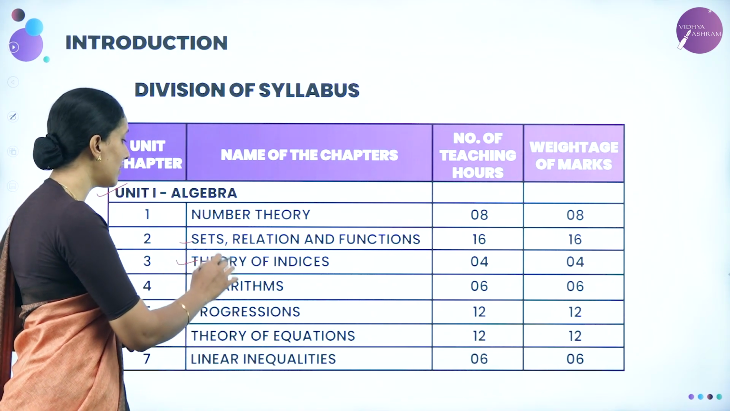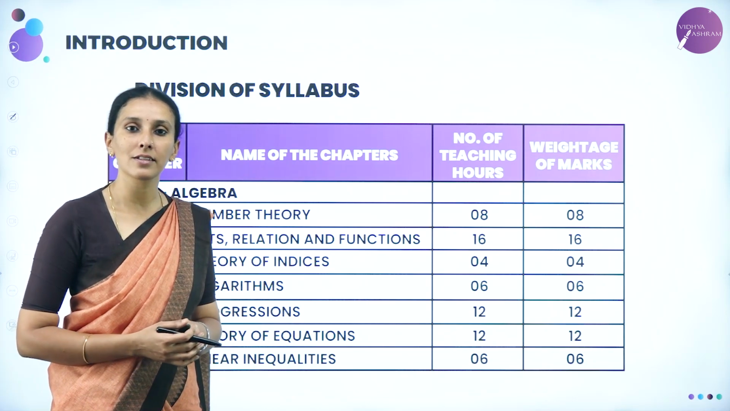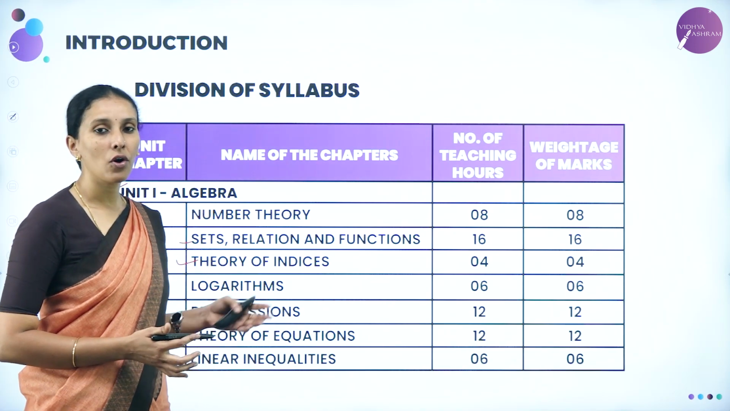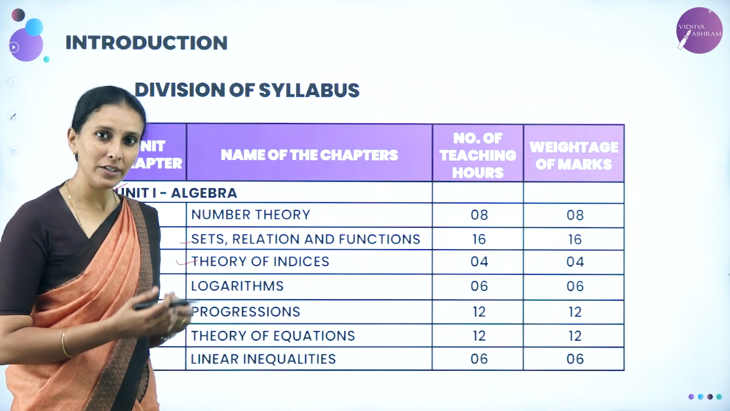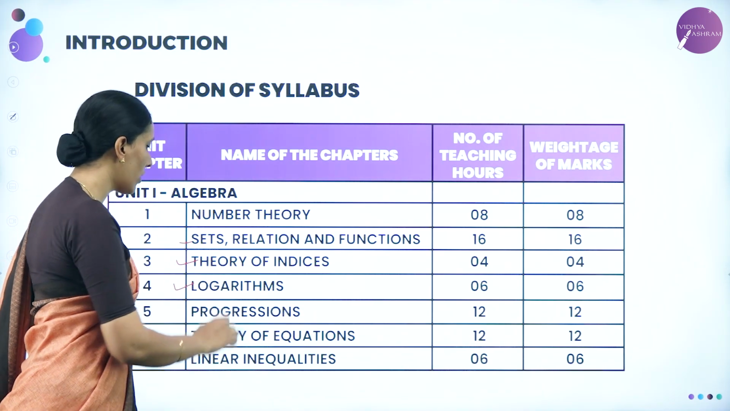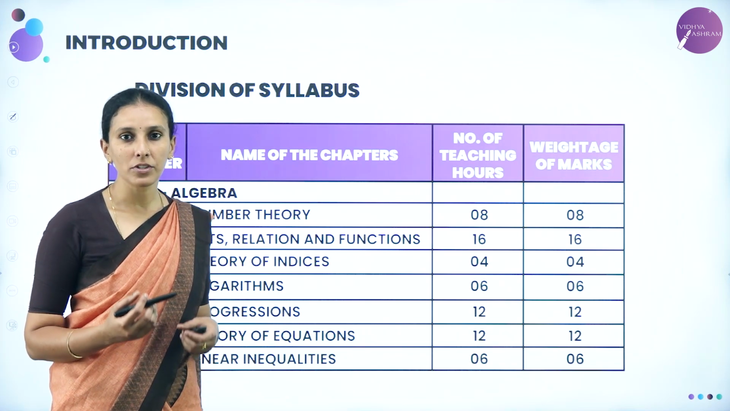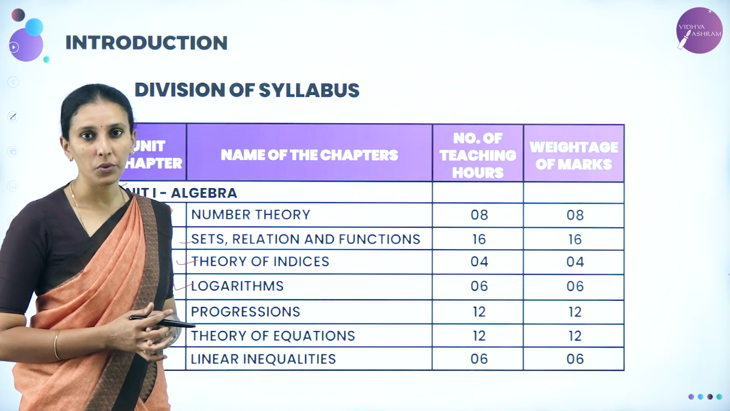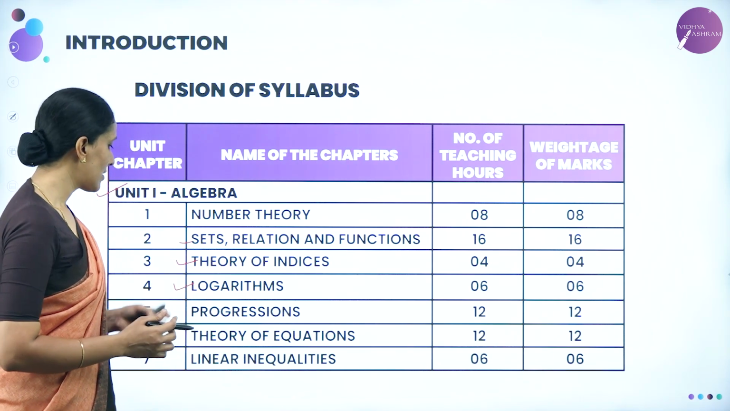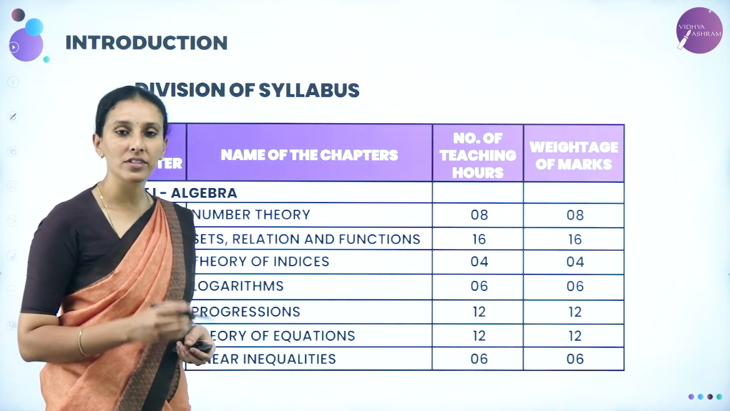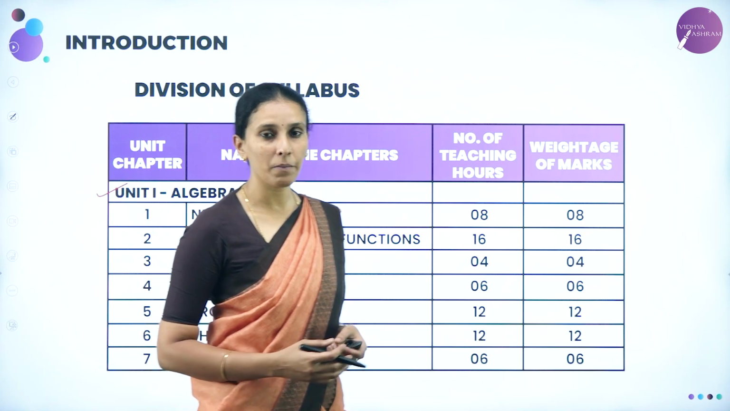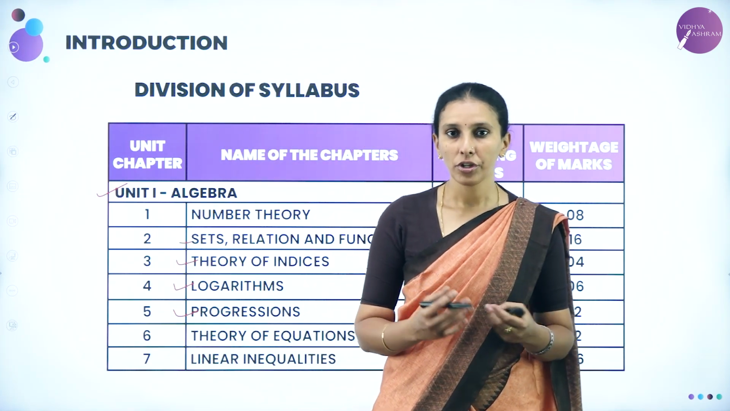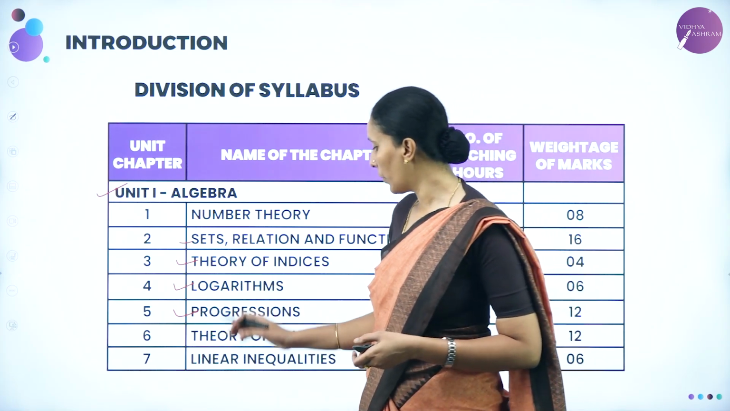The next unit is the theory of indices. Theory of indices is the law of indices, which you have studied in your school. So here you are going to learn the laws of exponents once again. Next, logarithms. Logarithms help us to find the value of very large numbers without using calculators. Next, progressions, which include the sequence and series of arithmetic progression, geometric progression and harmonic progression, which you have already learnt in your school.